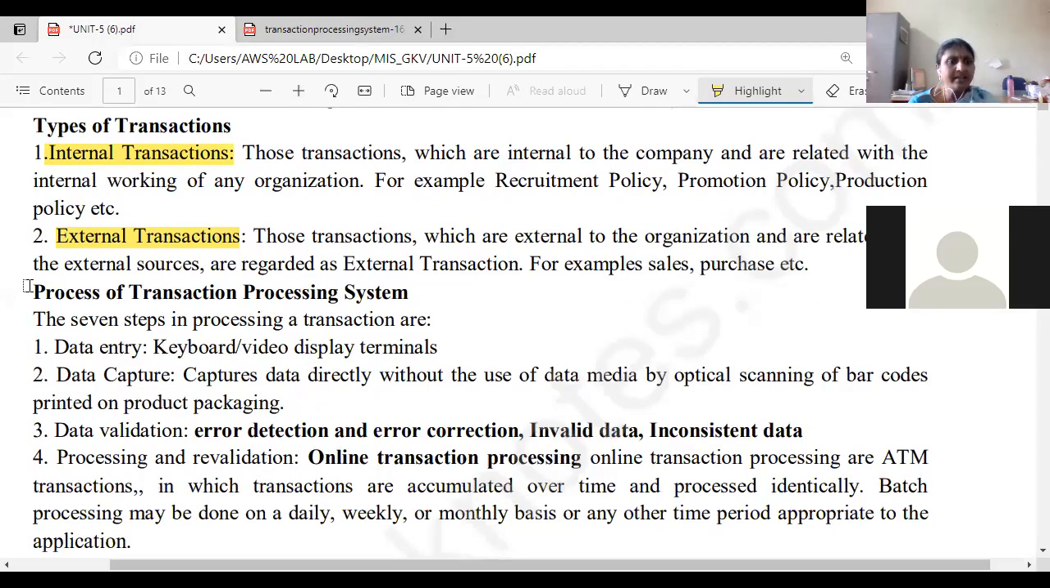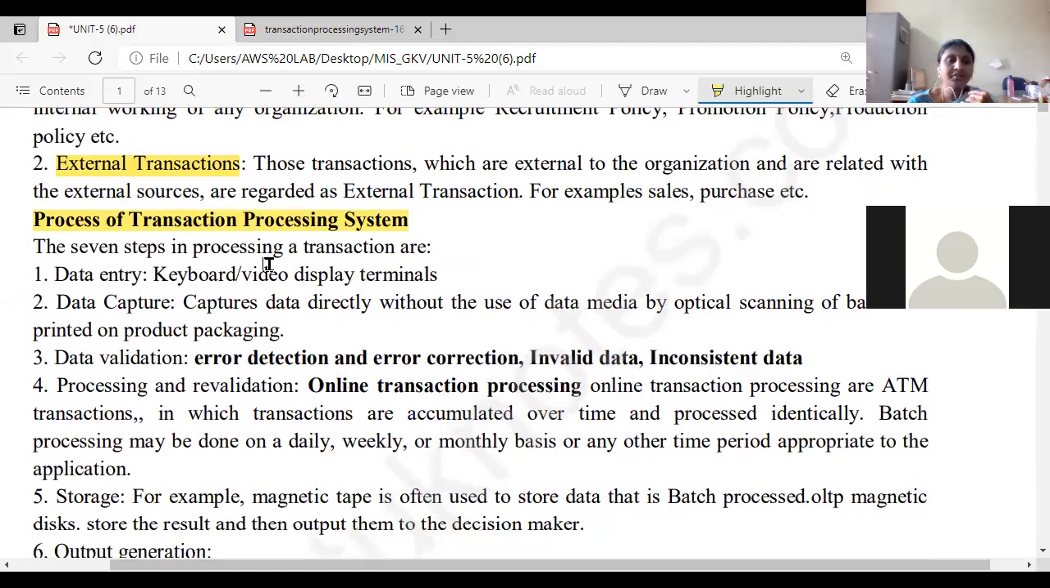Next, what is the process of a transaction processing system? What steps are involved in this TPS? In short, we call it TPS. So what is the process? How does it use the data? Generally, we say that it contains seven steps in processing of a transaction.